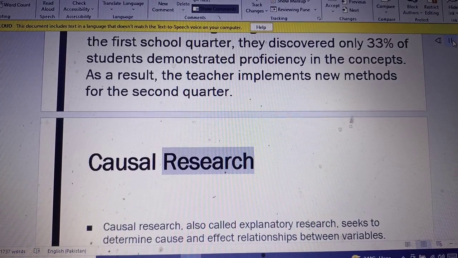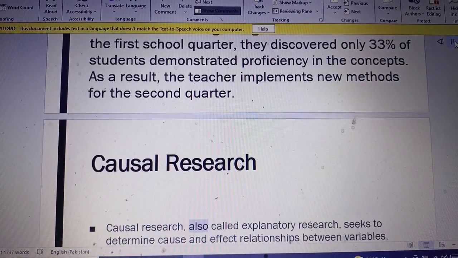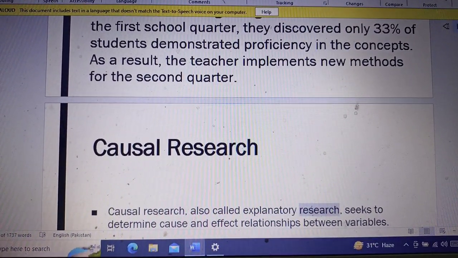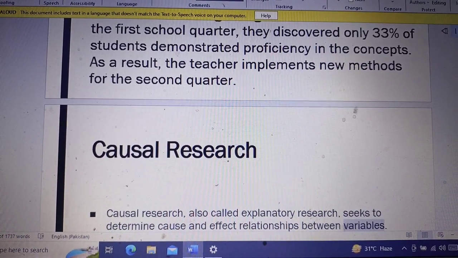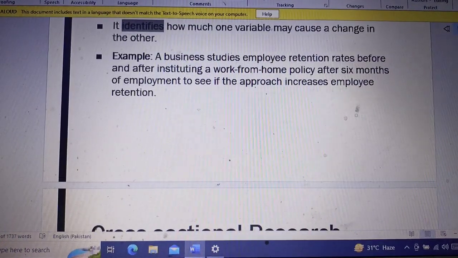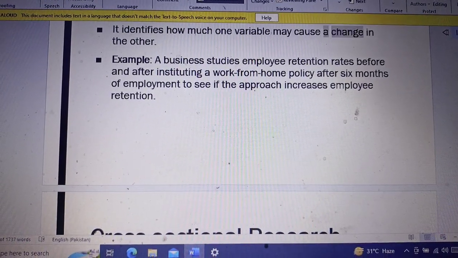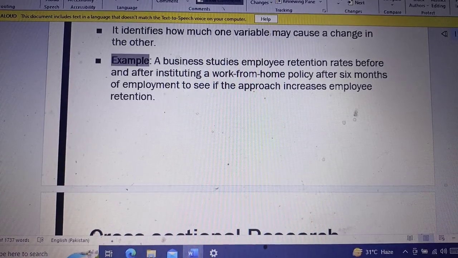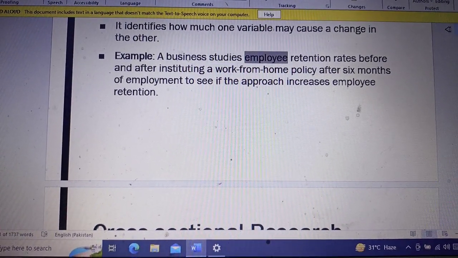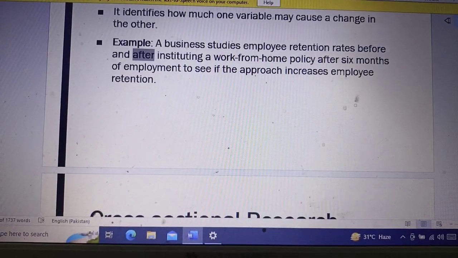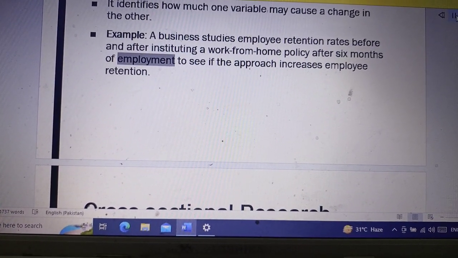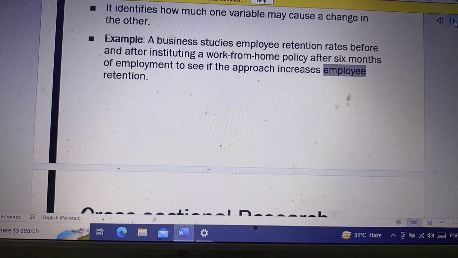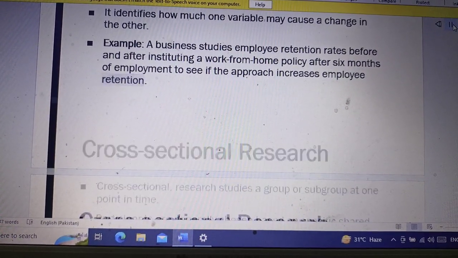Causal research. Causal research, also called explanatory research, seeks to determine cause and effect relationships between variables. It identifies how much one variable may cause a change in the other. Example, a business studies employee retention rates before and after instituting a work-from-home policy after 6 months of employment to see if the approach increases employee retention.